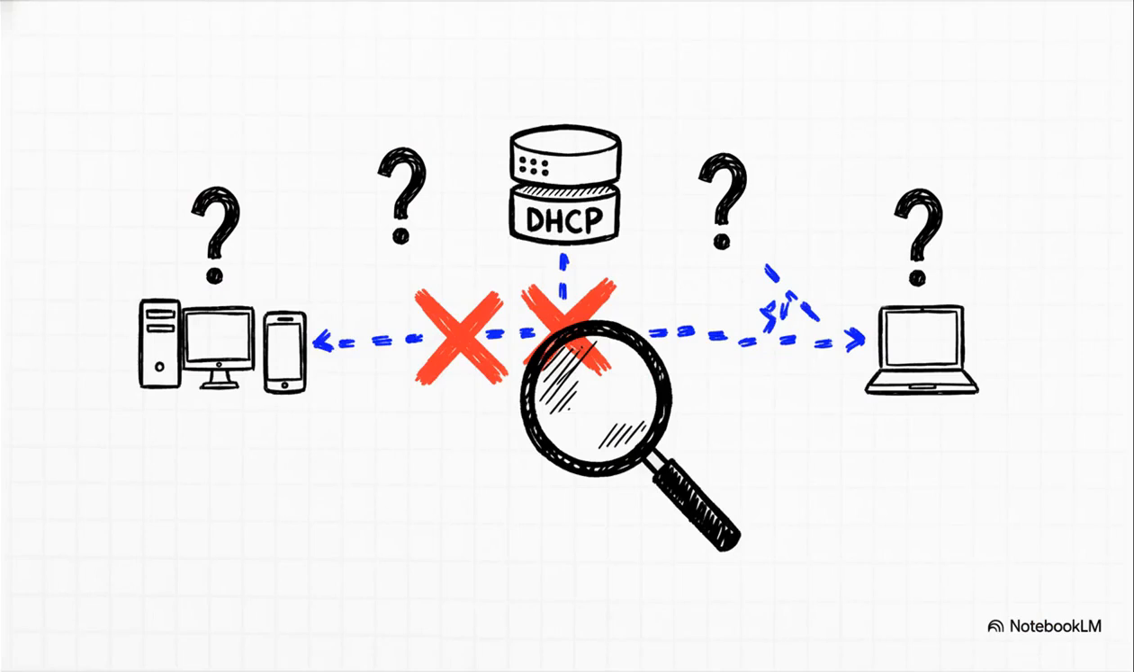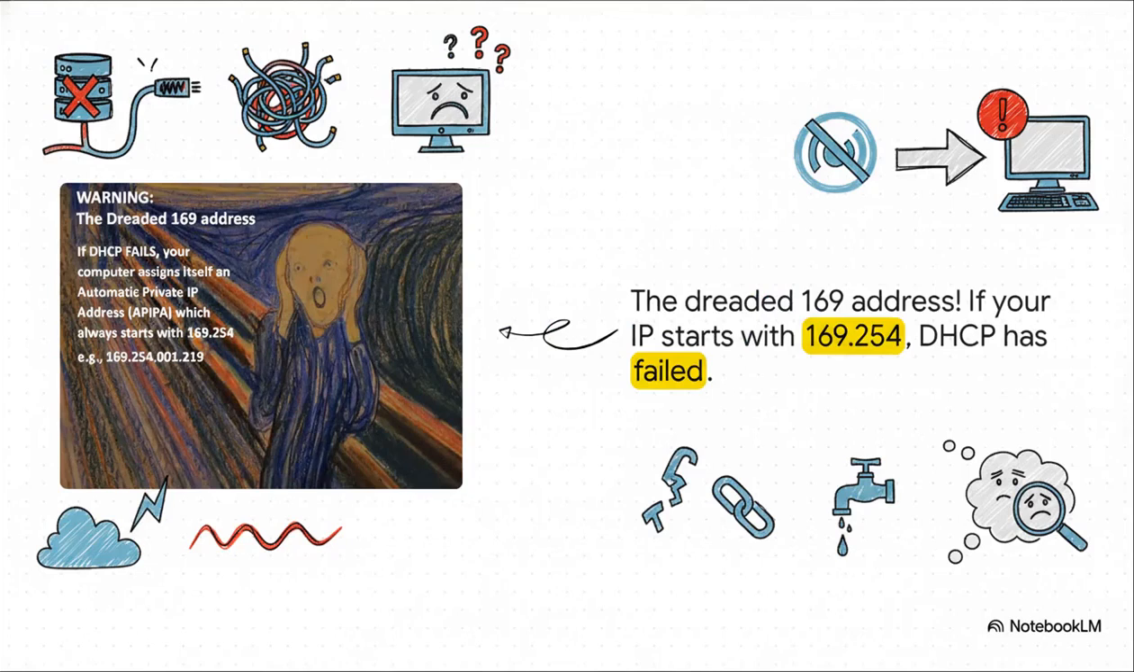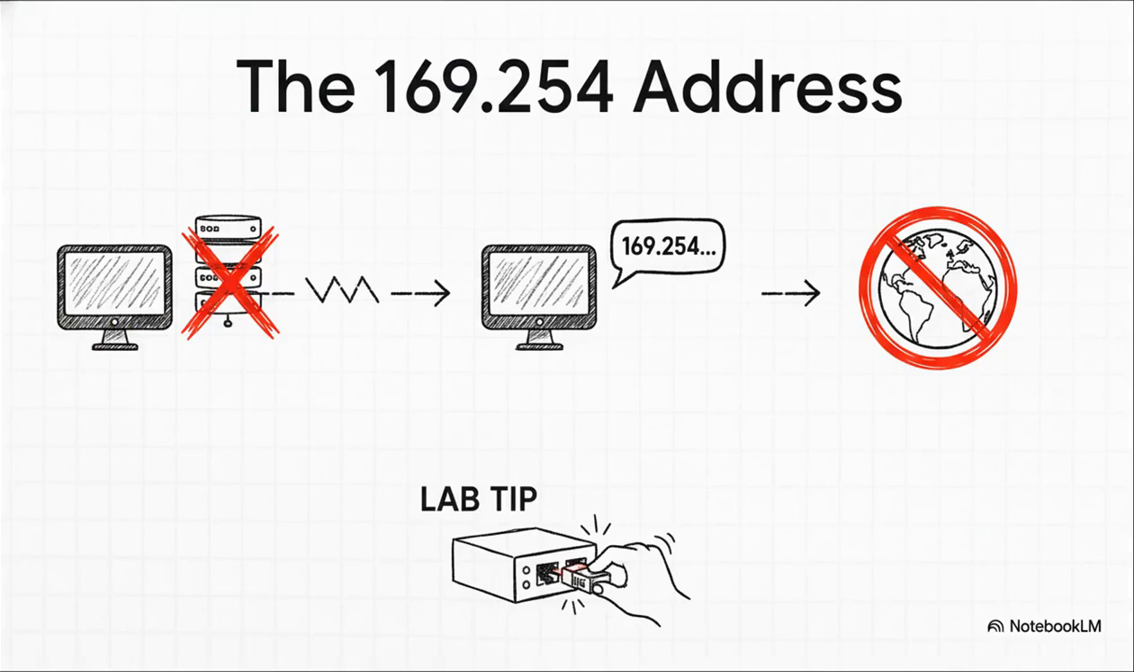Now this is a really important clue for you. The dreaded 169 address. If you see this, you know exactly what's wrong. It means your computer couldn't get an address, so you're offline. First step, check your cables.